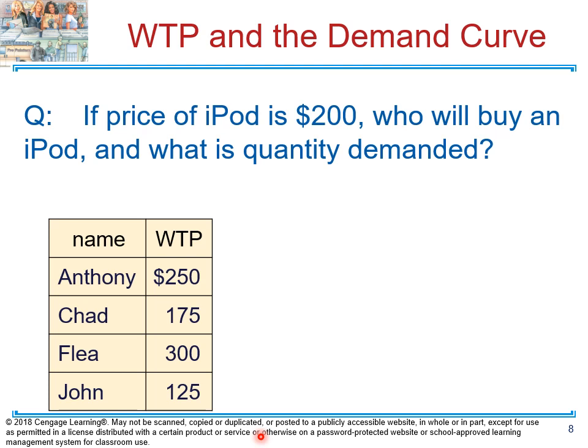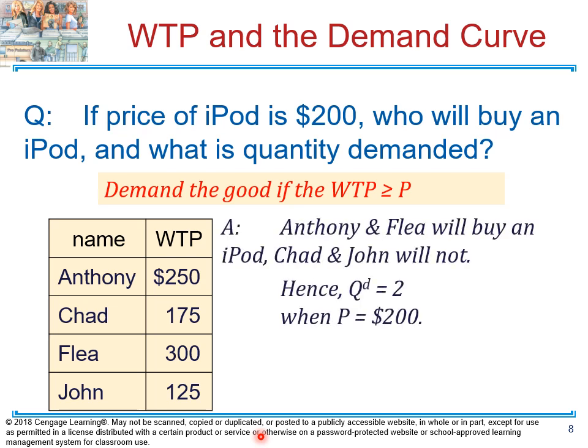All right, I'll trust that you hit the pause button and came back with an answer. So if the price of an iPod is $200, who will buy an iPod? To come up with that answer, we must realize that an individual would demand a good if the willingness to pay is greater than or equal to the price. So if you're willing to pay more than the price, then you would demand the good. You would not demand the good if your willingness to pay is lower than the price. So at the price of $200, we observe here that Anthony and Flea will buy an iPod.